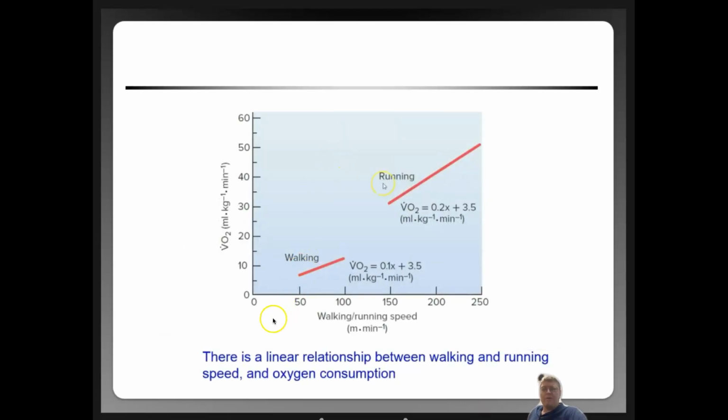It's also pretty nice that there's a linear relationship between how much oxygen you're using and how fast you're either walking or running. And here's an example of some of those calculations that are probably in your Apple Watch or Garmin watch or whatever.